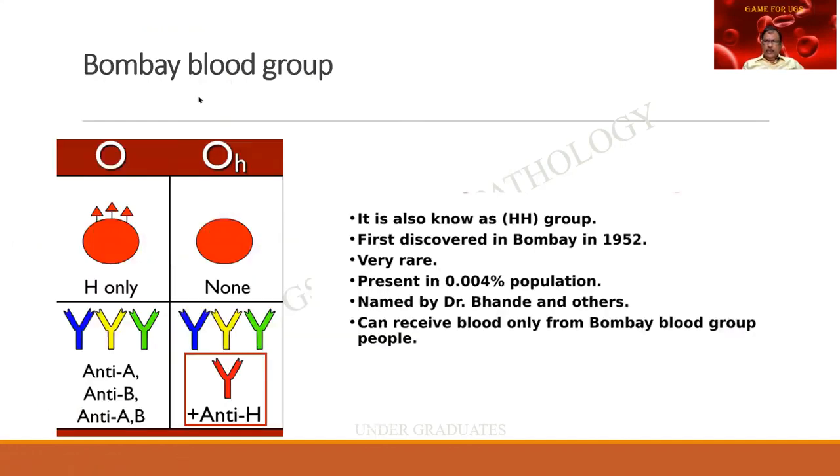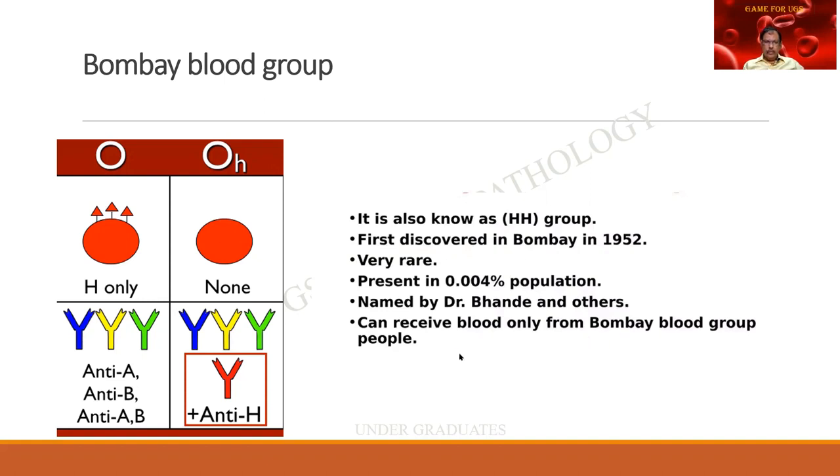Bombay blood group. This question has been asked by almost all the examiners in all the centers. It is otherwise called as HH group. It was first discovered in Bombay and hence the name Bombay blood group. Extremely rare, and this is the percentage of occurrence. Discovered by Dr. Bande and others. And the problem here is a patient with a Bombay blood group can receive blood only from a donor with a Bombay blood group.